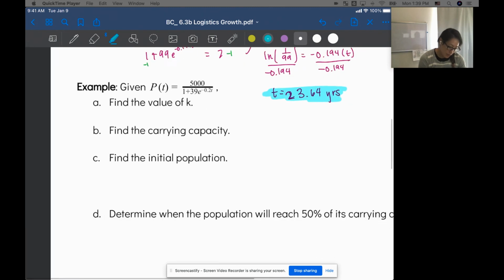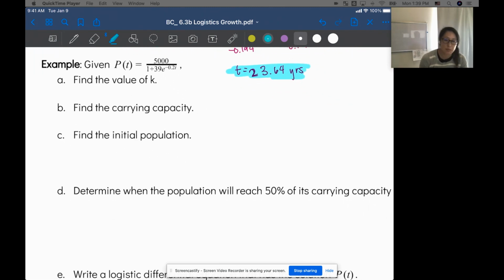All right, so this time I'm going to give you an equation and you just need to pick out the correct pieces. This time I'm giving you the population equation, so a logistic equation. I recognize this as a logistic equation. So I am going to pick out the value of k. You can see the value of k is equal to 0.2, because the negative is part of the equation, so the k value is opposite.